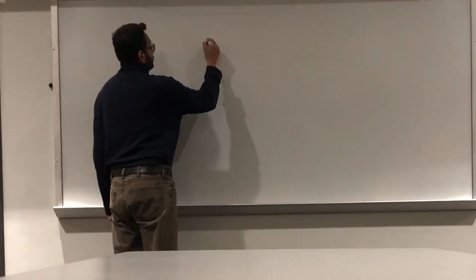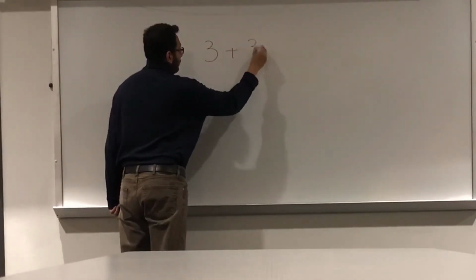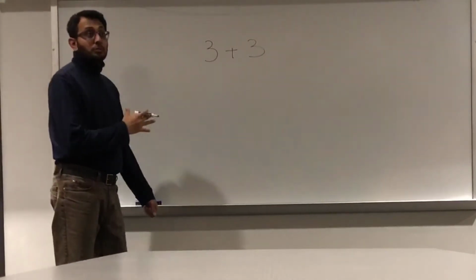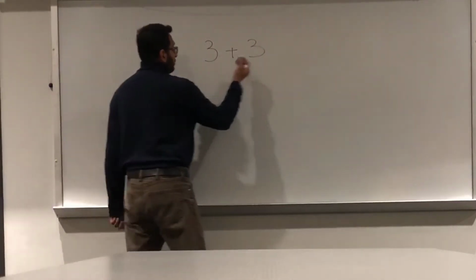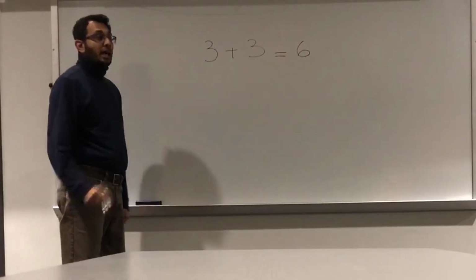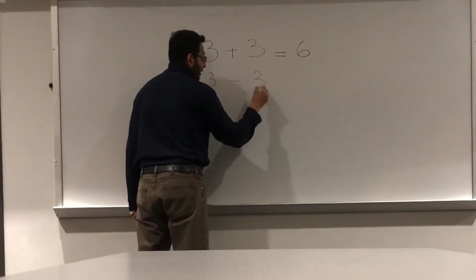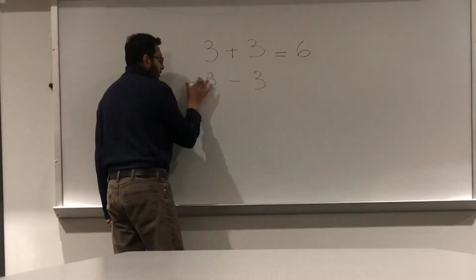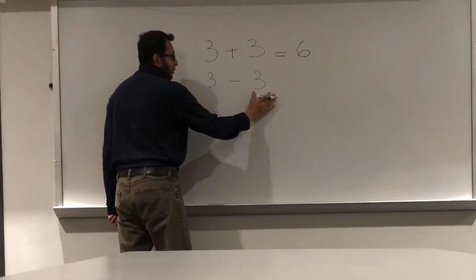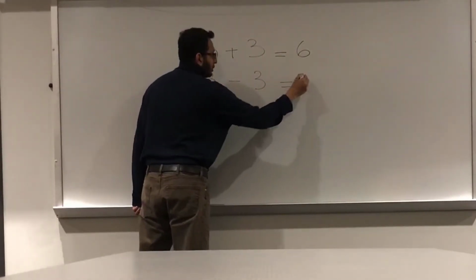Addition and subtraction of signed numbers. So when you are dealing with numbers like this, that you have 3 plus 3, both of the numbers are positive numbers. So 3 plus 3 adds to 6. However, if you have 3 minus 3, you have a 3 with a positive sign and 3 with a negative sign. 3 minus 3 equals 0.